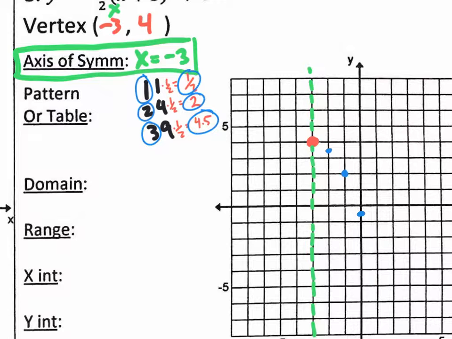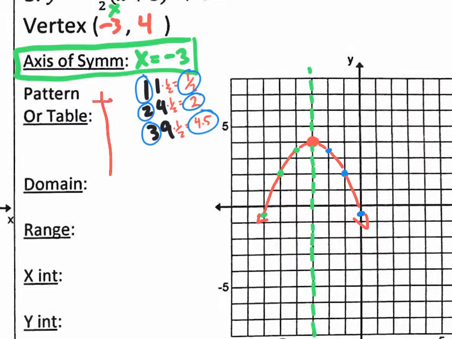Let's map those blue dots over to the other side of the axis of symmetry. Right here at the middle waypoint, right here at the nice coordinate, and over here at the middle waypoint. Connect the dots, and you will see that this parabola is slightly wider than the usual parabola, of course, because the a value is 1/2, which is closer to 0 than the a value of 1 is. So that's our graph. We use the pattern. You could have used the table, right?